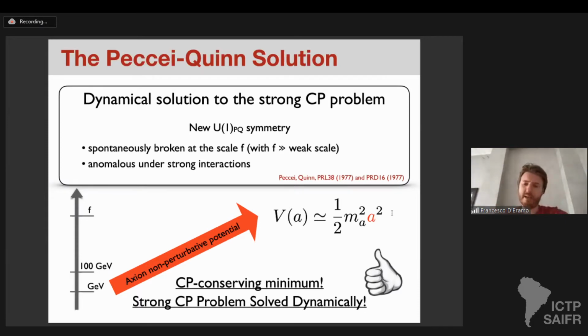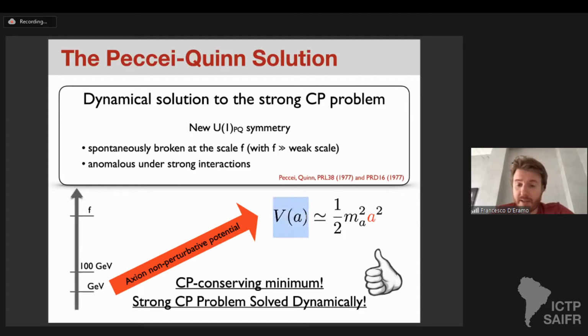Then you can find a more general expression for the potential. But for this discussion, this is not the most precise form you can find, but let's just say that the important point is that you generate a potential which you do not expect for a Goldstone boson. A Goldstone boson has no potential, but the anomaly of this symmetry gives you this potential.